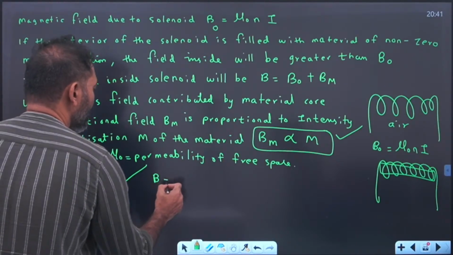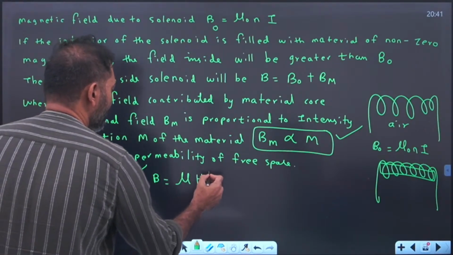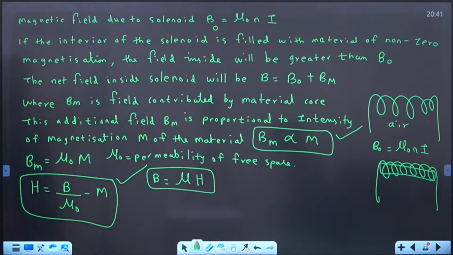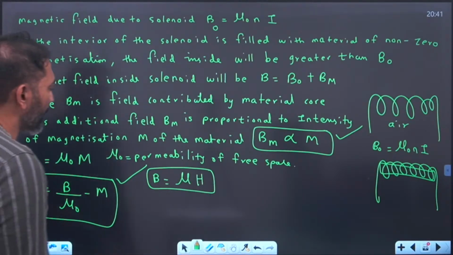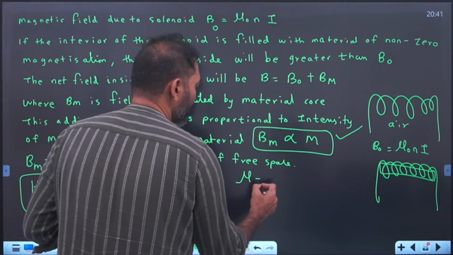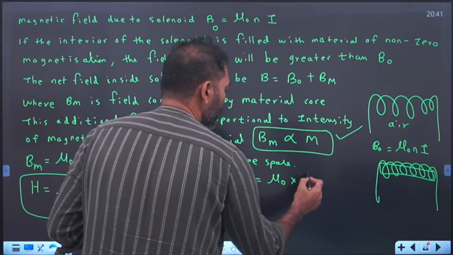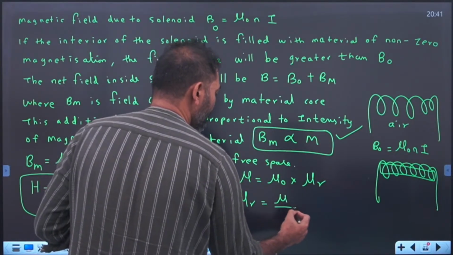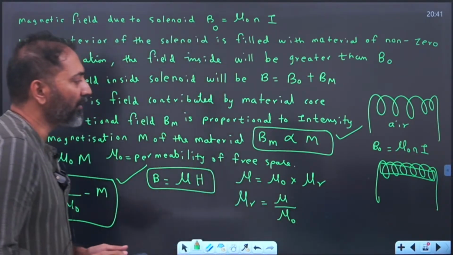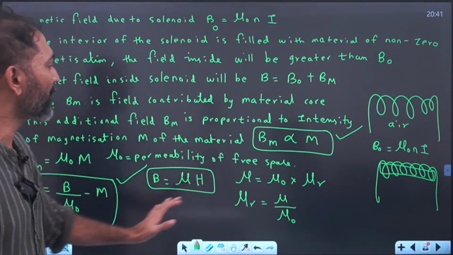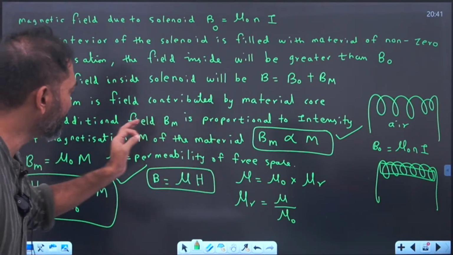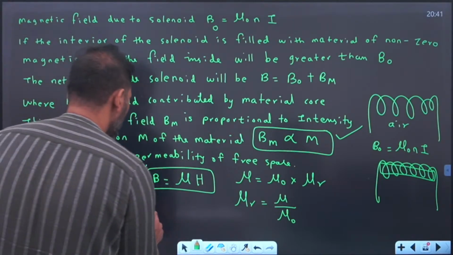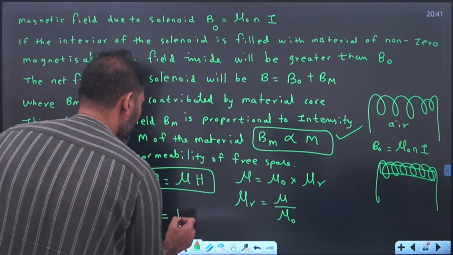Now also remember B equals mu H. H equals B by mu 0 minus M. Mu equals mu 0 mu r. Mu r equals mu by mu 0. You don't have to derive the relationship among these equations, you have to simply learn all of these equations by heart. And one more equation: mu r equals 1 plus chi.